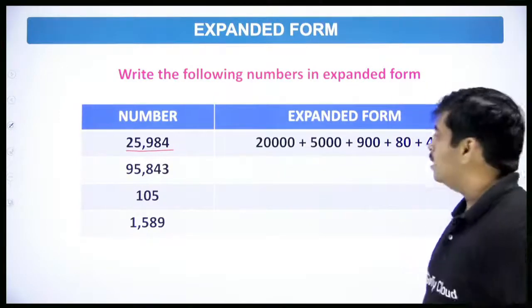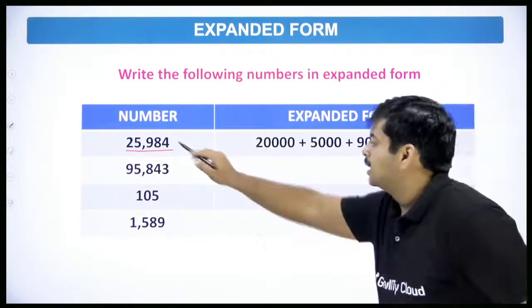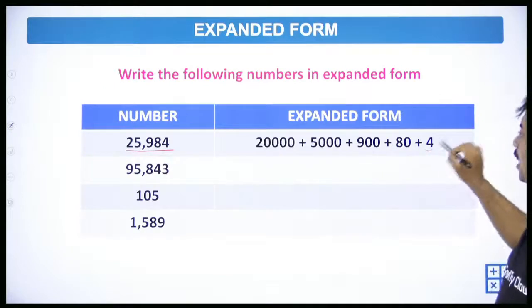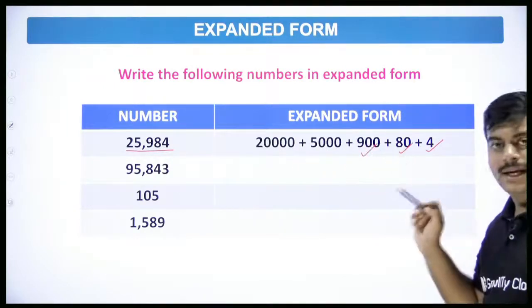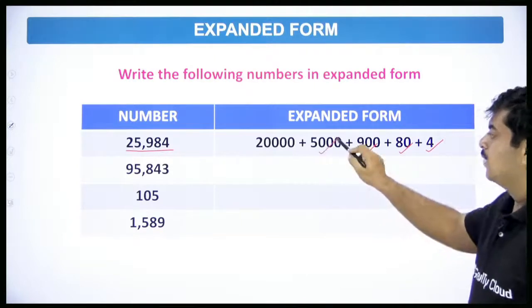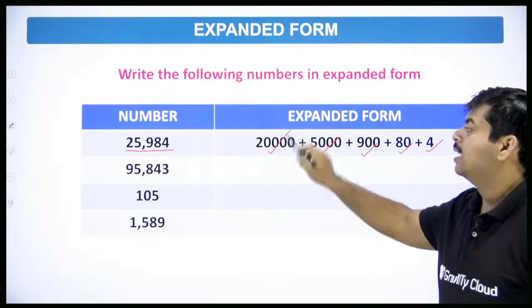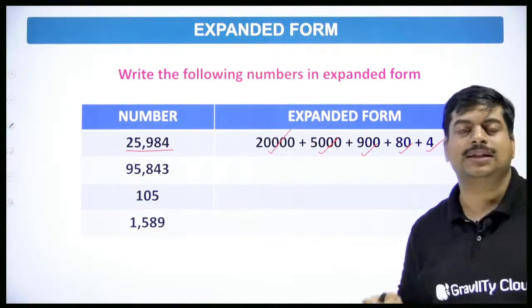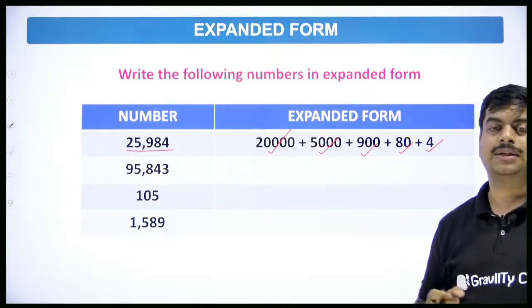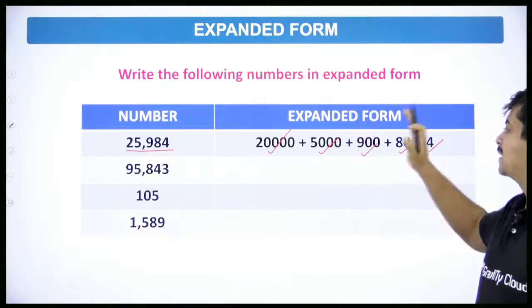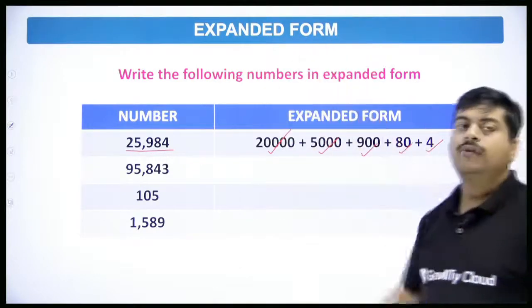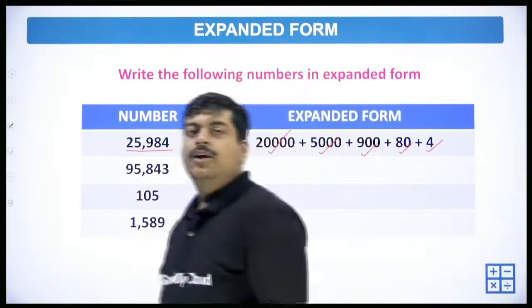25,984. So 4 is in the ones place. The next, 8, is in the tens place, 80. 9 in hundreds, 900. 5 in thousands, 5,000, and 2 in the ten-thousands place, which becomes 20,000. 20,000 plus 5,000 plus 900 plus 80 plus 4 will give you 25,984.